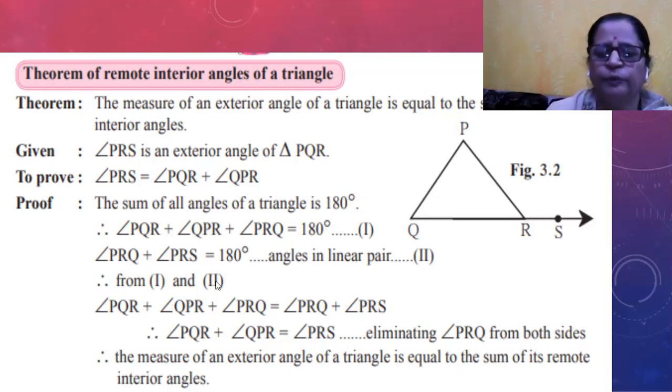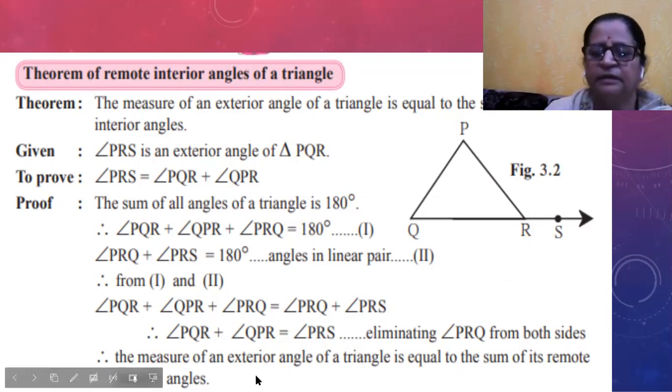Then from 1 and 2, we take equation 1 for the left side and equation 2 for the right side. Then we eliminate angle PRQ from the left side and from the right side. What remains? Angle PQR plus angle QPR. And here what remains? This is PRS. Means this angle plus this angle is equal to this angle. Therefore, we eliminated the angle from this side and we got this.